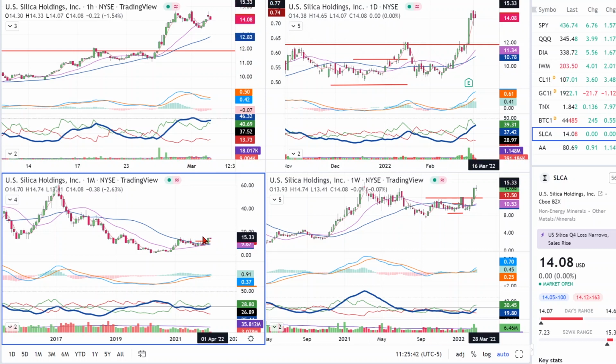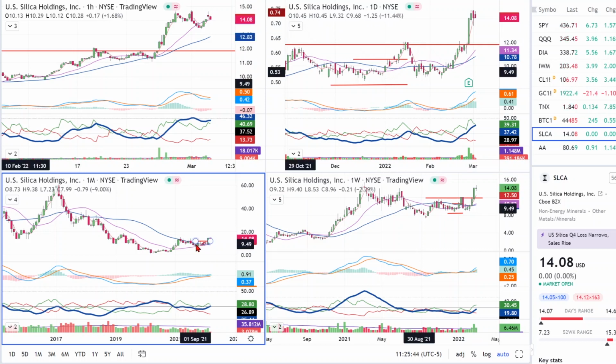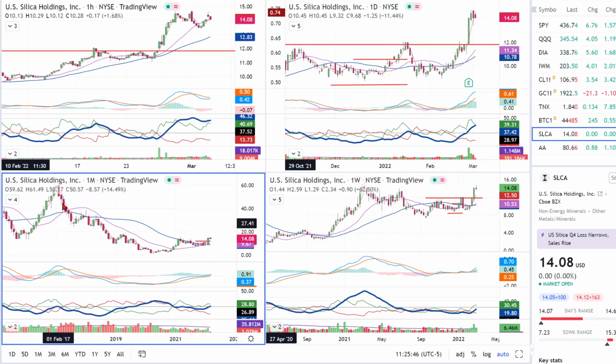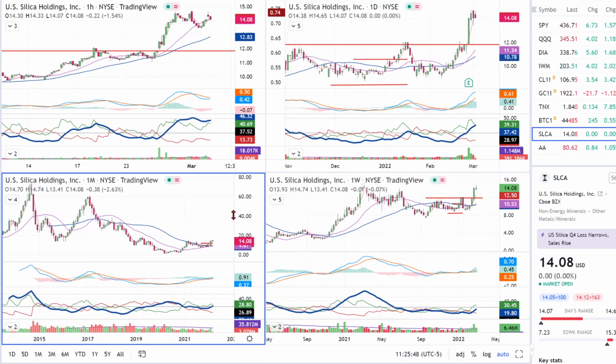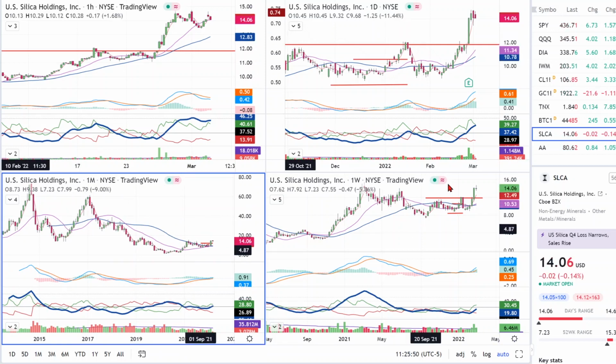Now, this could be an 18-week too, or an 18-day. You can do these in any time frame, but I'm using this as an example of a big turnaround pattern, and then we go to the smaller time frame weekly for our entry.